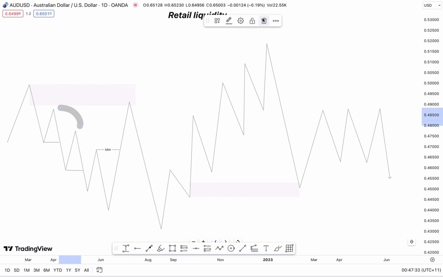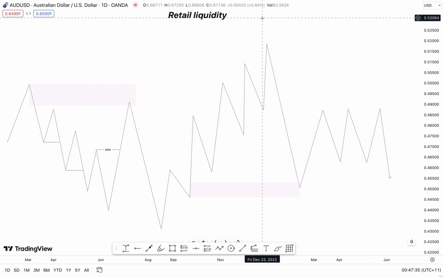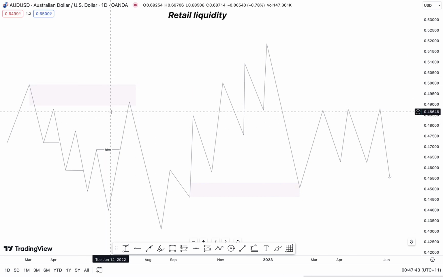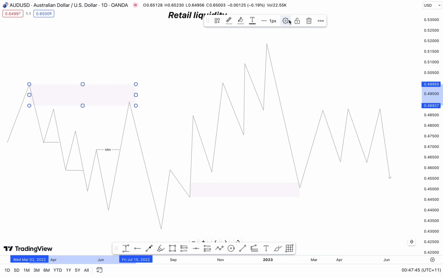So after taking out inducement, what's the next thing to do? We will have to start to identify valid unmitigated order blocks in the market, right? Where we can take the risk for the buy and for the sell, correct? So let's take this one out.